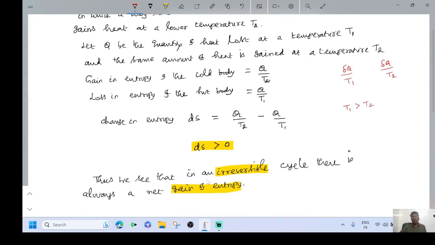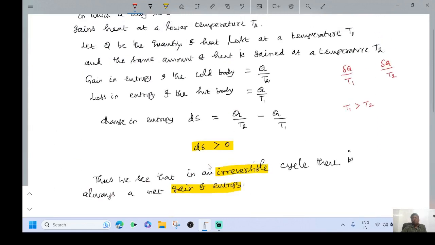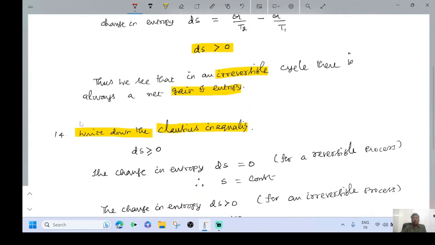So the entropy increases. The change in entropy being greater than 0 means entropy is not a constant, it is increasing. As we see, in an irreversible cycle there is always a net gain of entropy. That means entropy increases. With the help of these two, we may form an inequality called the Clausius inequality.